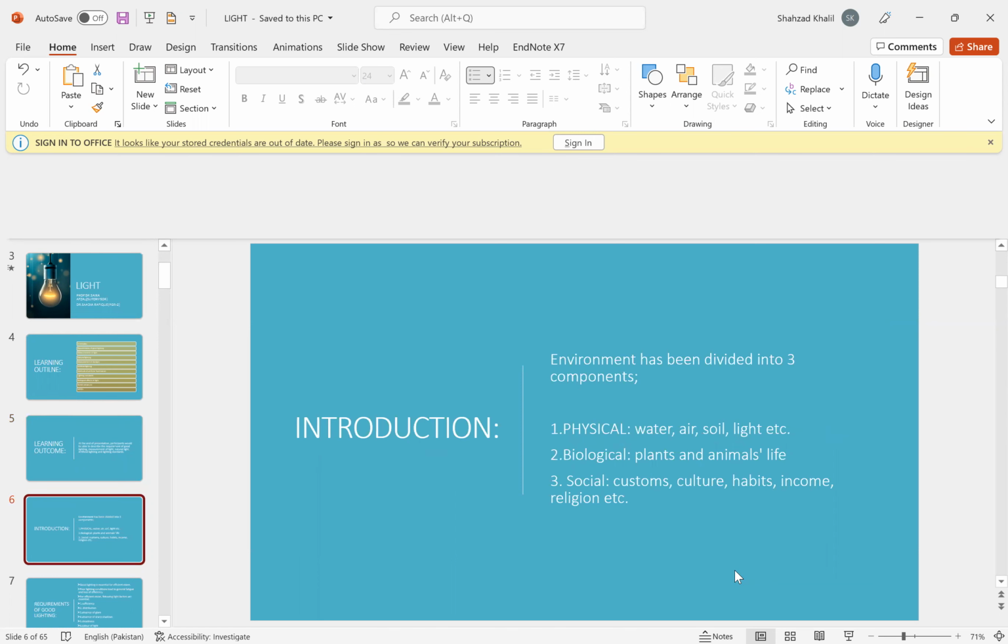Introduction. The environment has been divided into three components. First, physical, which includes water, soil, air, and light. Second is biological, which includes plants and animals' life. And third is social, which includes customs, cultures, habits, income, and religion. Today, I'm going to discuss one component of the physical part, which is light.